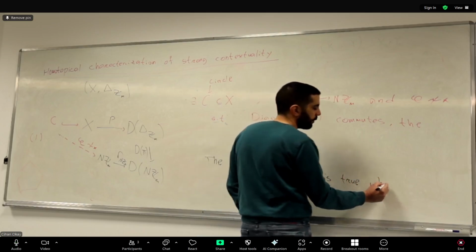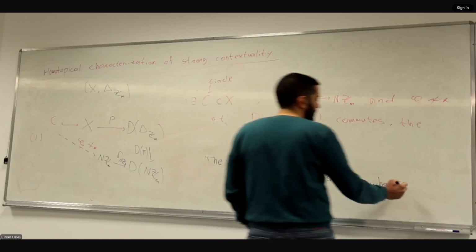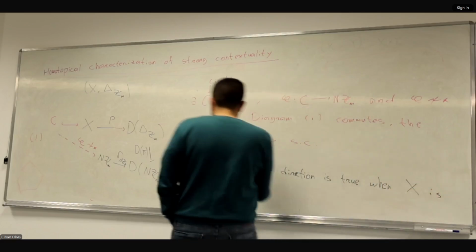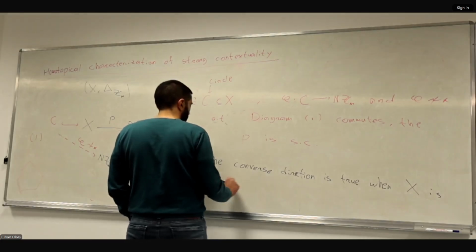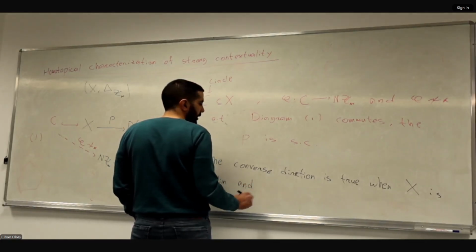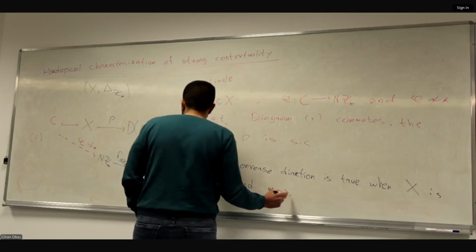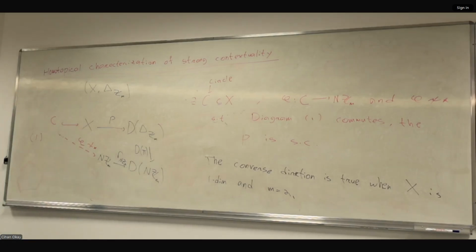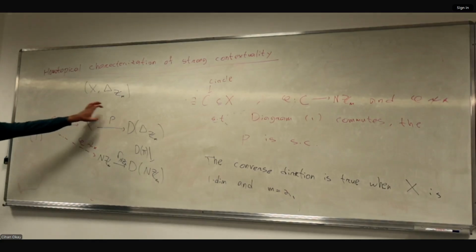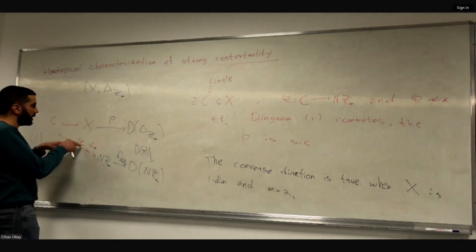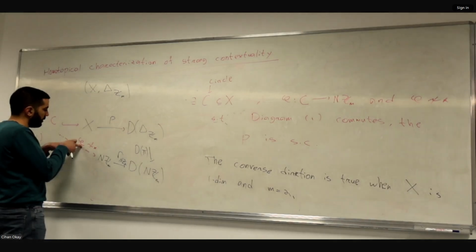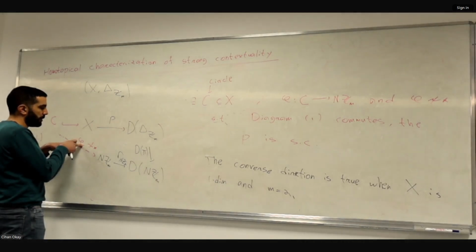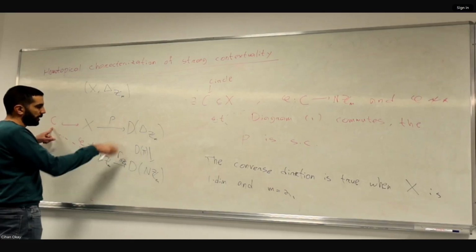The converse is true in the simplest case, when X is one dimensional and M is equal to 2, so we have two outcomes, Z2. This is true, the converse direction is true. That means that if we start from a strongly contextual distribution, it comes from some map like this that is not null homotopic and the diagram commutes.